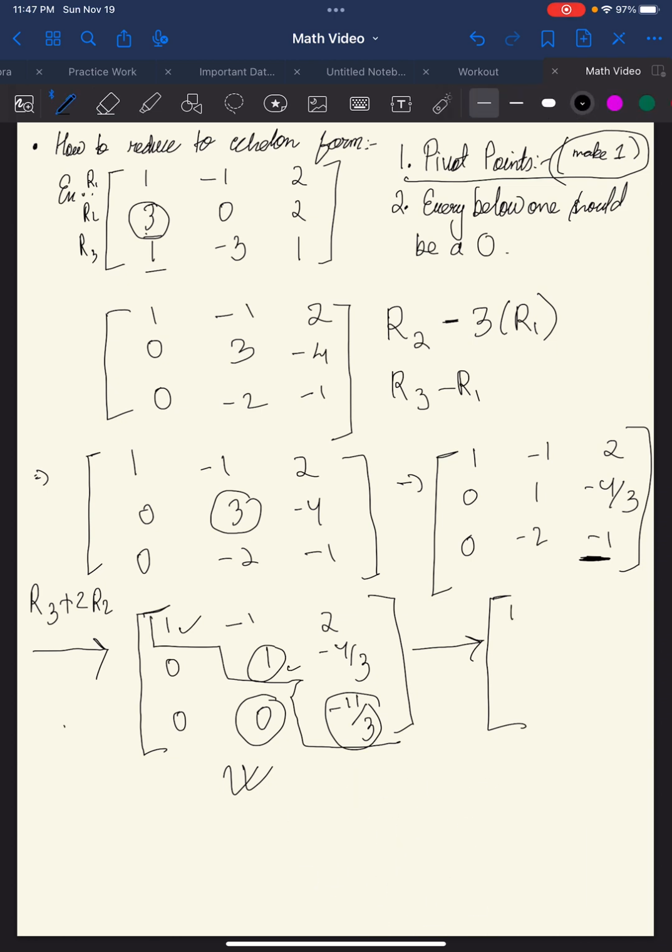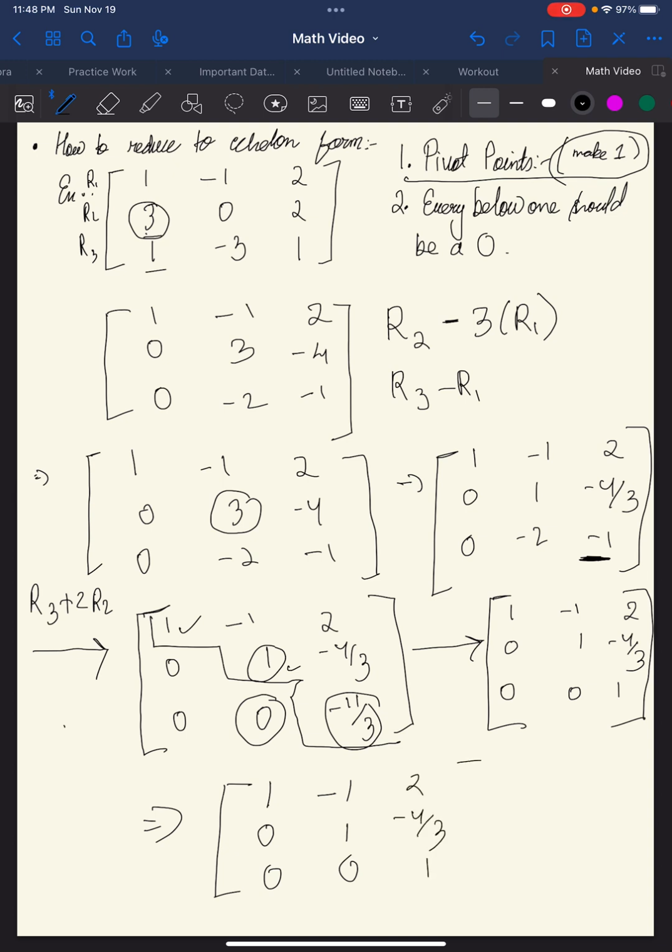So we'll have 1, negative 1, 2, 0, 1, negative 4 over 3, and 0, 0, 1. So the matrix reduced to echelon form will be 1, negative 1, 2, 0, 1, negative 4 over 3, and 0, 0, 1. This is the echelon form.